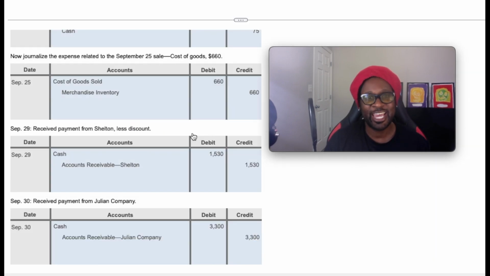Bags all day. So there you have it, gang. A beautiful illustration of how to properly handle any transaction, whether on the selling or purchasing side of inventory for a merchandising company.